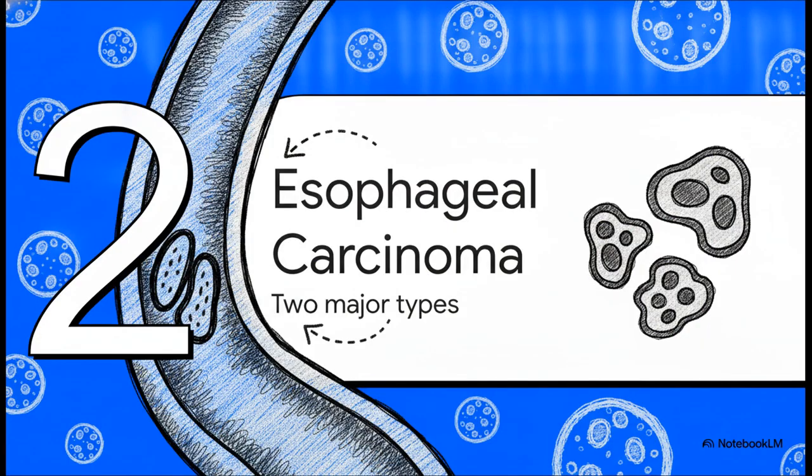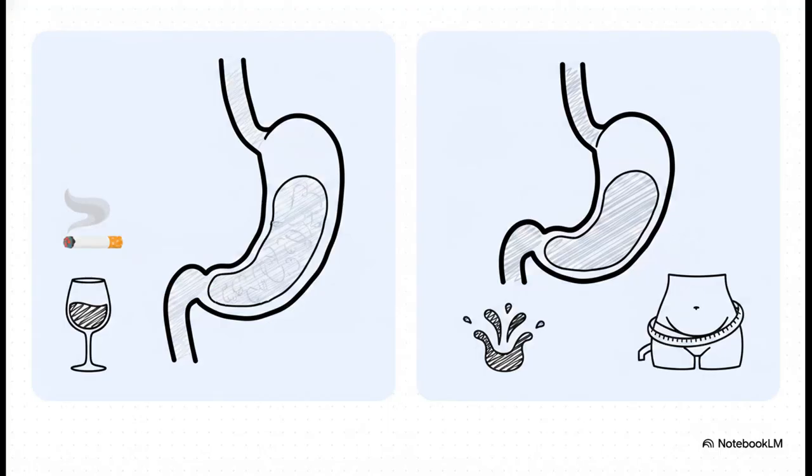Moving right along to part two, esophageal carcinoma. There is a really fascinating anatomic and pathological divide between the two main types of esophageal cancer. First, you have squamous cell carcinoma. This usually pops up in the proximal, or upper to middle parts of the esophagus. Its risk factors are heavily tied to lifestyle and specific conditions. Things like smoking, excessive alcohol intake, a swallowing disorder called achalasia, and even a rare genetic condition known as tylosis.